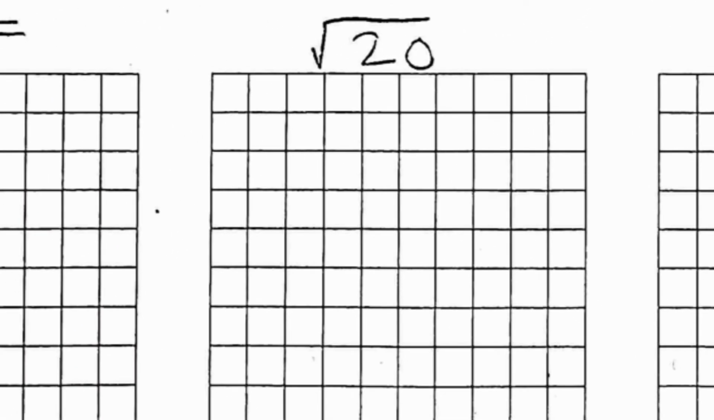Okay, let's say I want to estimate the square root of 20. Well, 20 is not a perfect square. The closest perfect square to 20 that's below 20 has an area of 16.